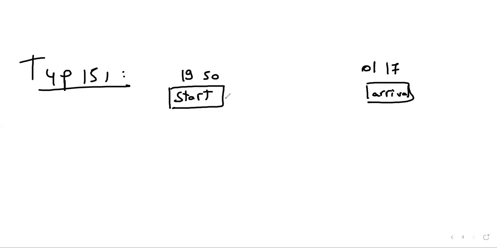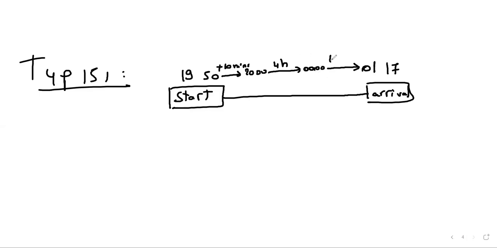Let's think about this for a moment. For me to go from 19:50 to 20:00, I just need to add 10 minutes. After that, from 8 in the evening to midnight, which is 00, I need 4 hours. If you add 4 hours to 8, you arrive at midnight. And from midnight to 1:17, it's easy: it's 1 hour and 17 minutes.